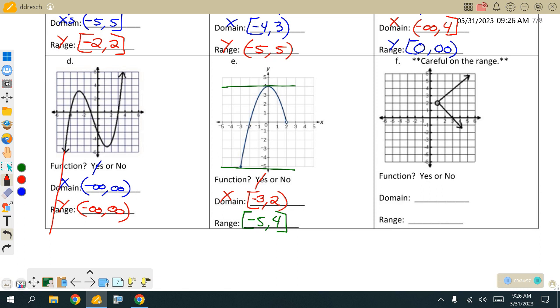All right. That's day 1 of domain and range. Analyzing. Monday, we're going to do some more work with functions. We're going to talk about function notation and go from there. All right.